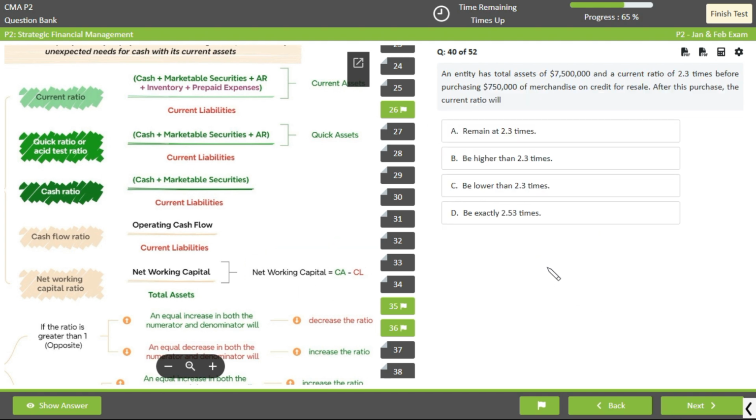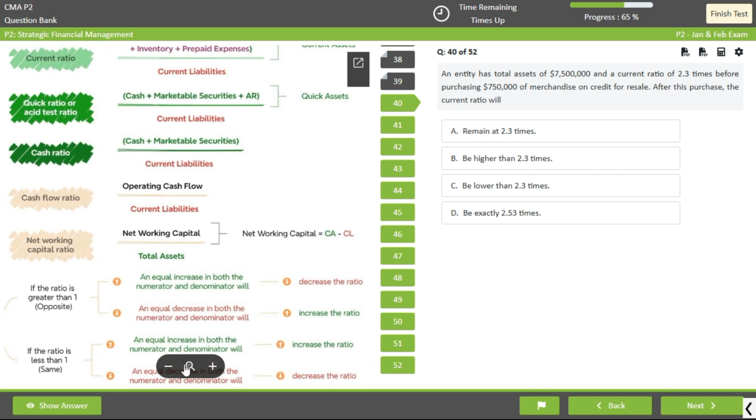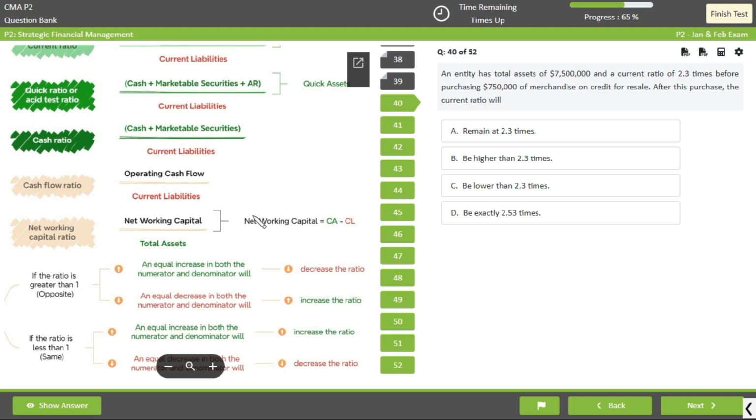Next, we have an entity that has total assets of 7.5 million and the current ratio is 2.3. So this means the current ratio is greater than 1, before purchasing 750,000 of merchandise on credit for sale. After this purchase, the current ratio will do what? We know that the current ratio is greater than 1.